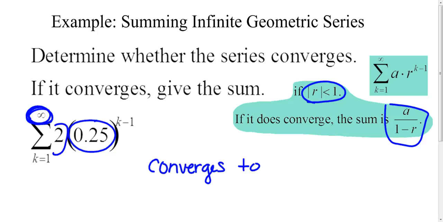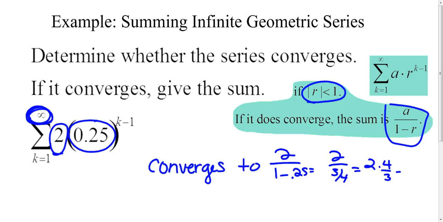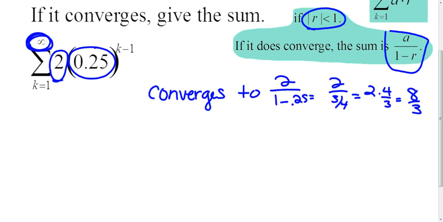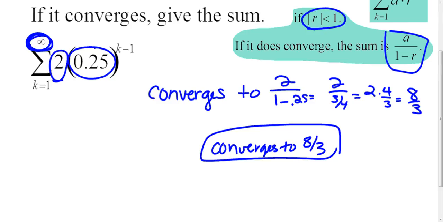Well, our a right here is 2. So it will converge to 2 over 1 minus 0.25, which is 2 over 3/4, which is 2 times 4 over 3, which is 8/3. So this one converges to 8/3. Okay, so that's how that lesson goes. We're done.